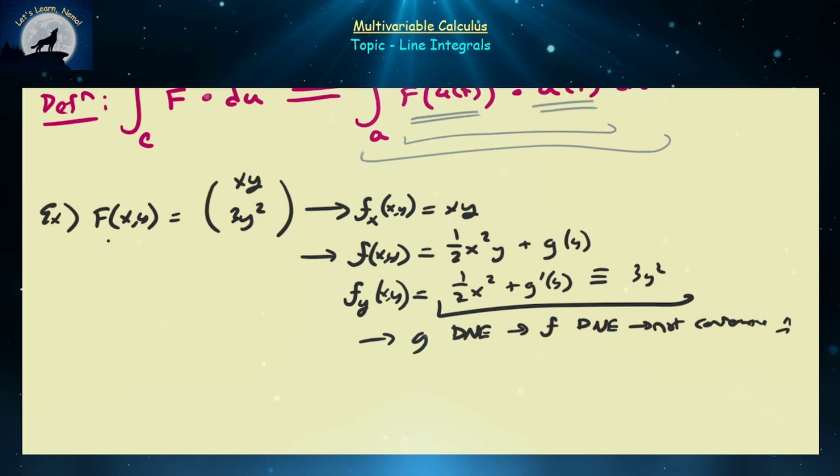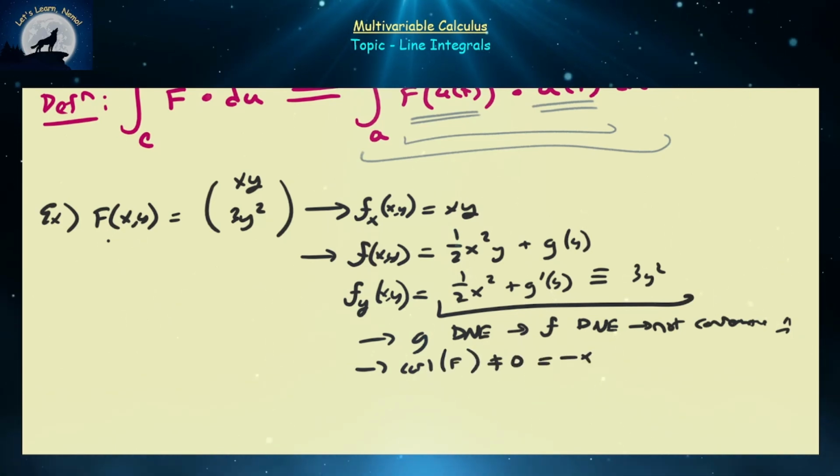It's not conservative. So it doesn't have any rotational symmetry. So what does that mean? That means that the curl of this associated vector field F is not equal to 0. Moreover, you should be able to verify that it's equal to minus x. So it actually depends on x, and if x is at the origin, then it does have rotational symmetry. So I guess you could say it's conservative at the origin, but nowhere else.